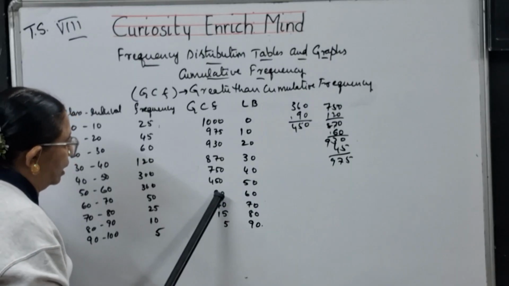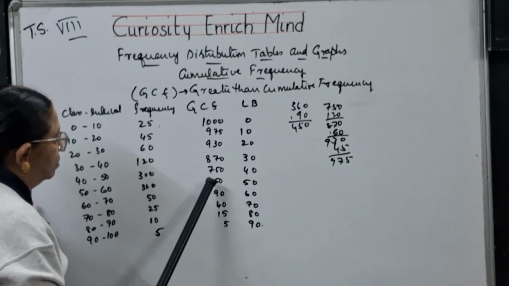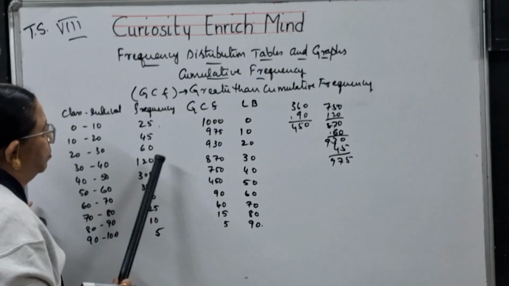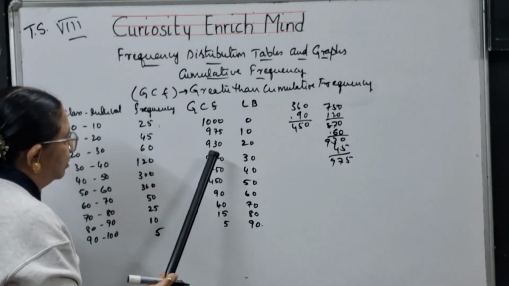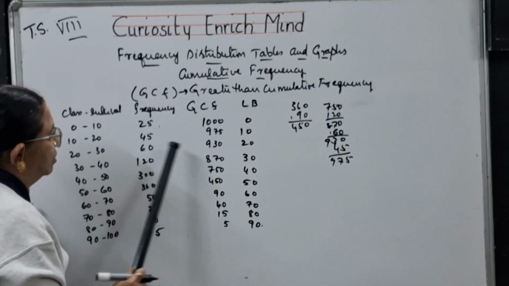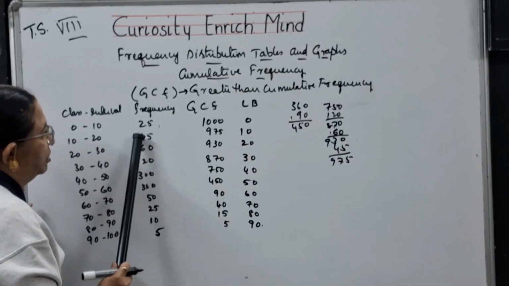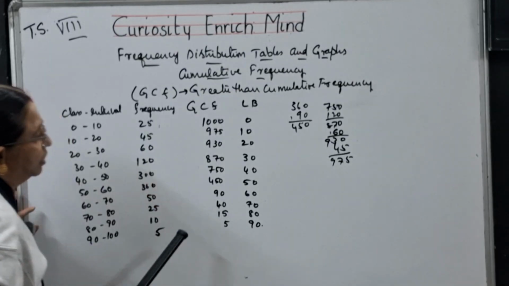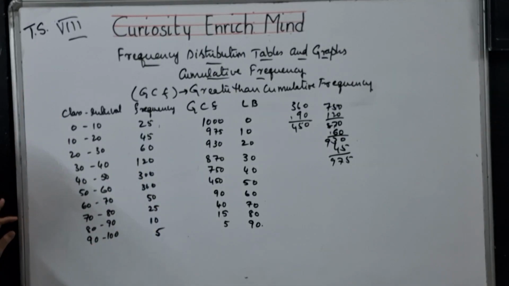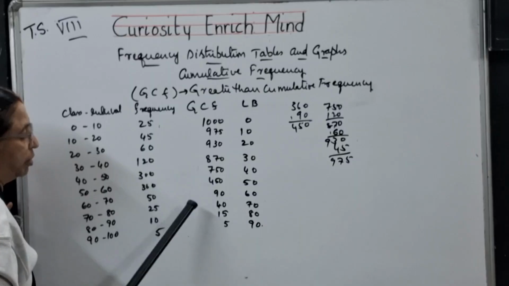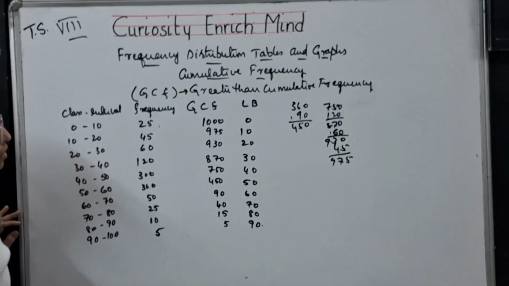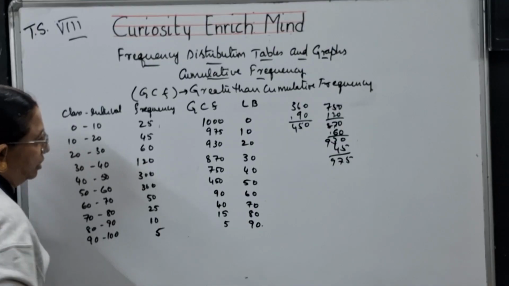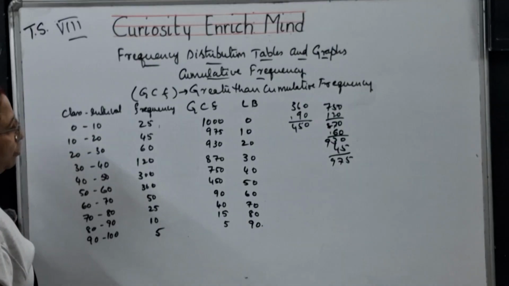40 plus 50, 90. 90 plus 360, 450. 450 plus 300, 750. 750 plus 120, 870. 870 plus 60, 930. 930 plus 45, 975. 975 plus 25, 1000. This is how you need to write greater than cumulative frequency. And for greater than cumulative frequency, always you need to have lower boundaries. So this is how you need to prepare, children.